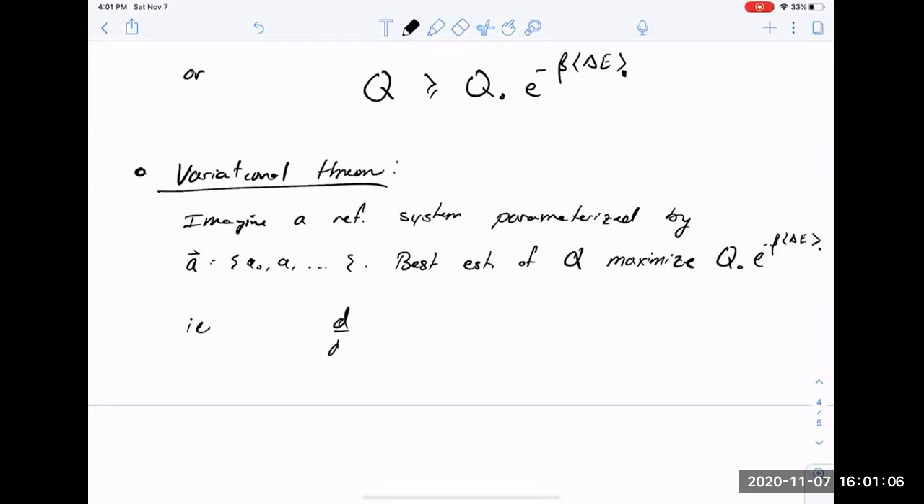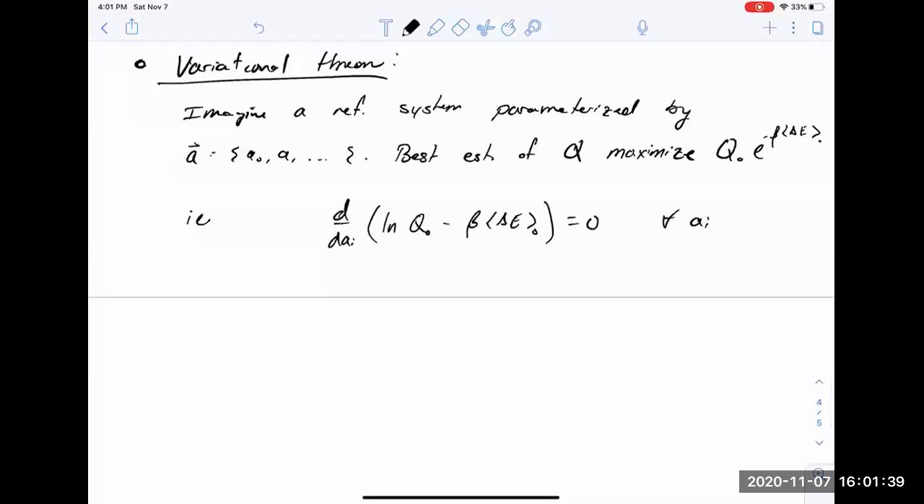That is, if we took derivatives with respect to each one of those parameters of log of the reference partition function less beta delta E in that reference, those parameters which satisfy that equality will give us the best estimate of our partition function. So it's natural, given this new structure, to ask, can we use this theory to get a better estimate for the Ising model in 3 dimensions, for example?